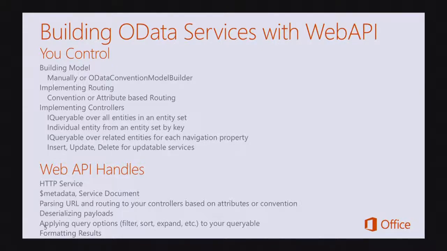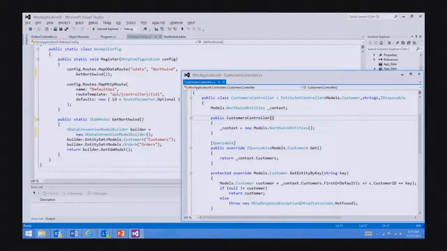It exposes the $metadata and service document endpoints. It parses the URL and routes to your methods based on attribute routing or convention routing. We'll talk about what those are. It deserializes the payloads. If someone's giving you a customer that they want inserted into the service, it will deserialize the JSON on the wire. It applies query options like filter, sort, and expand to the query that you return. And it takes care of formatting the results on the way out. So it's a pretty fair trade-off. All right, so let's see what that looks like, and hopefully all of this will make a little bit more sense.